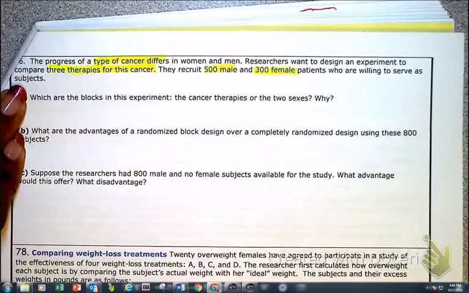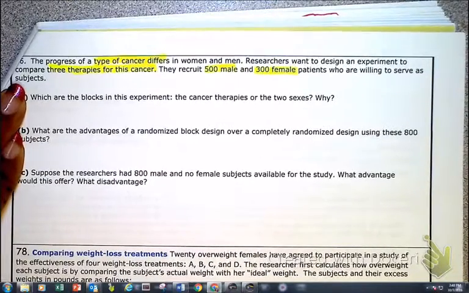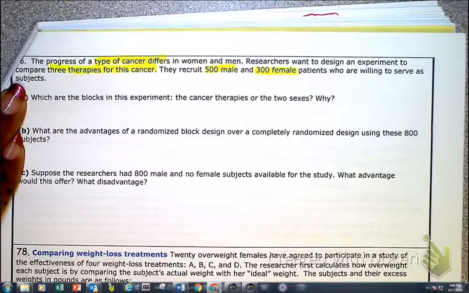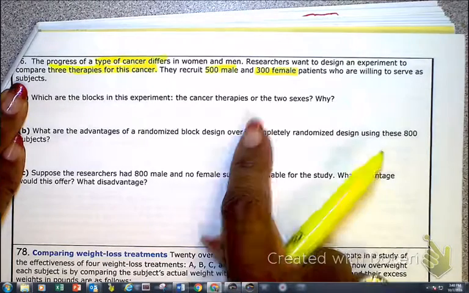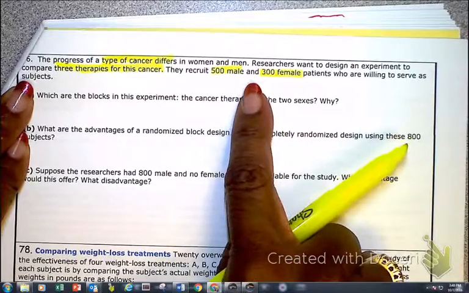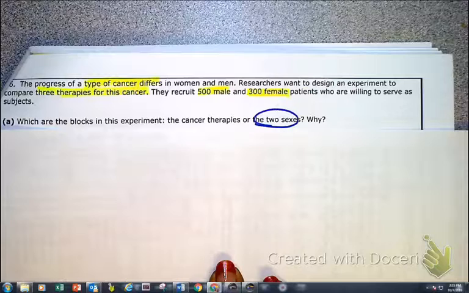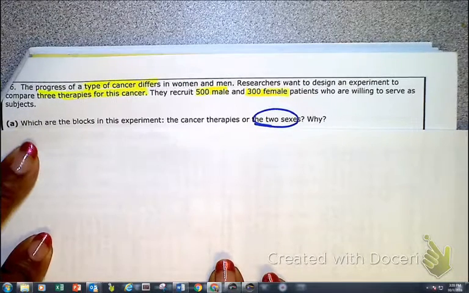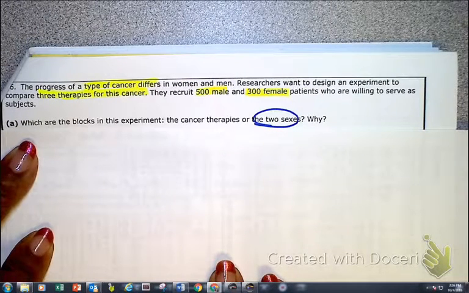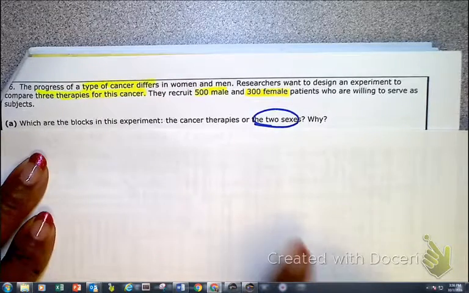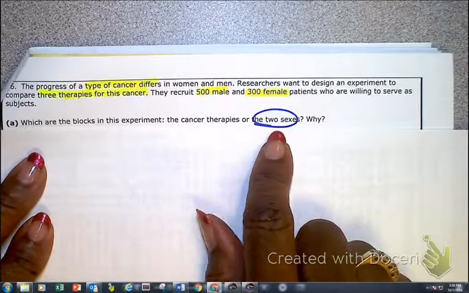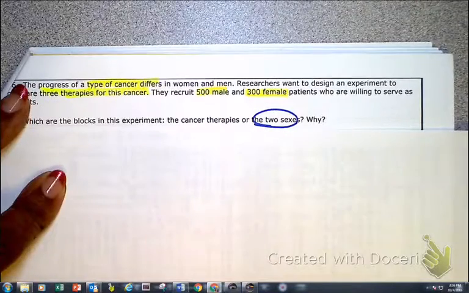So we're looking at different types of cancers and 3 different therapies, and you can see what we've recruited here: 500 males and 300 females. Okay, so we've read that, and we're asking which are the blocks. Well, the blocks are the genders, so the sexes.